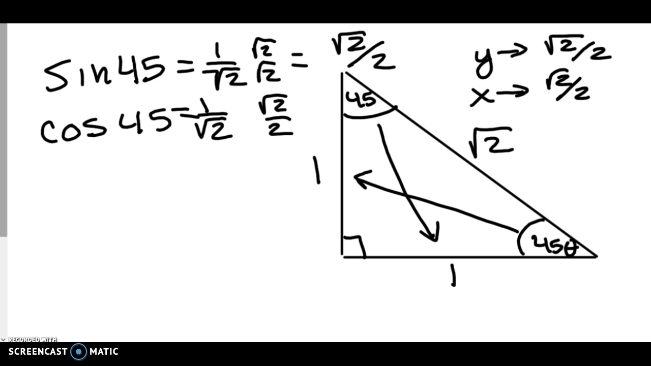Please try problem number 21. Take a look at that and come right back here and we'll go over the solution.